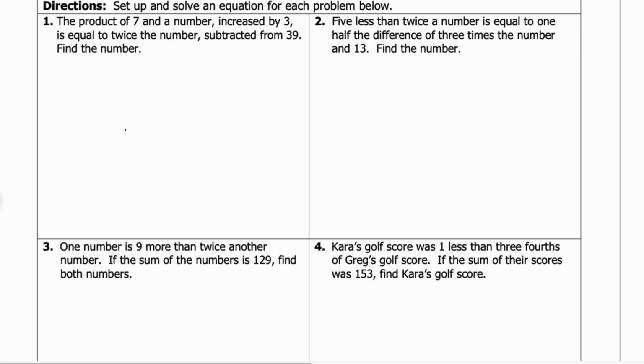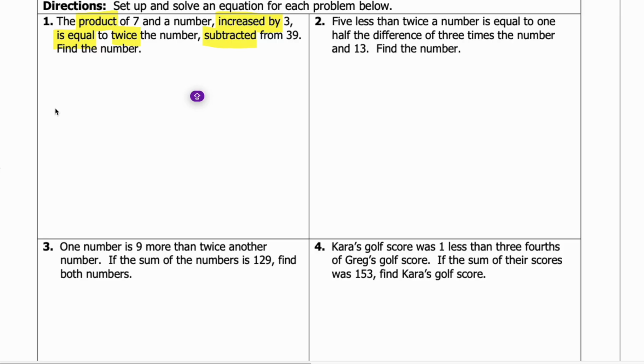Okay, so we can look at a few things. I'm going to highlight some key words. We see the word product. We see increased by. We see one that says is equal. Oh, this is a good one: twice. You need to know what twice means. And then subtracted from. So we have a few different things going on here, okay?